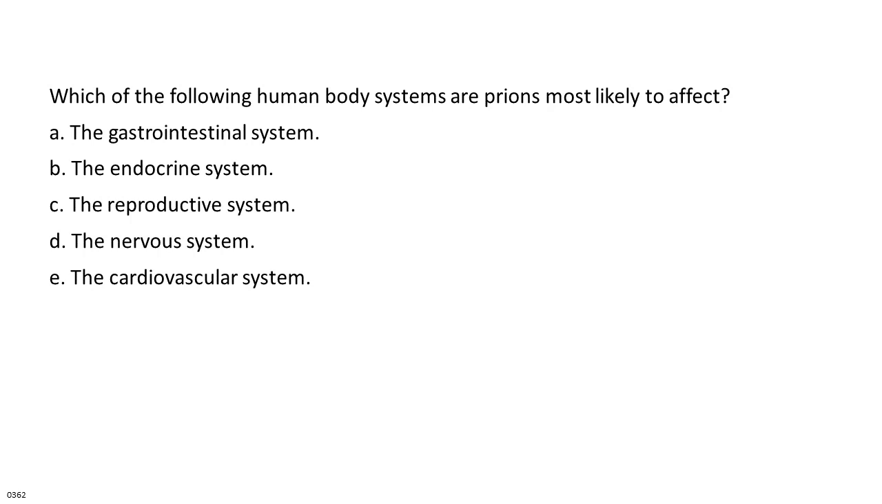Which of the following human body systems are prions most likely to affect? A. The gastrointestinal system. B. The endocrine system. C. The reproductive system. D. The nervous system. E. The cardiovascular system.